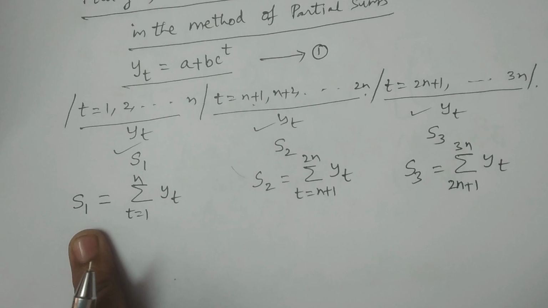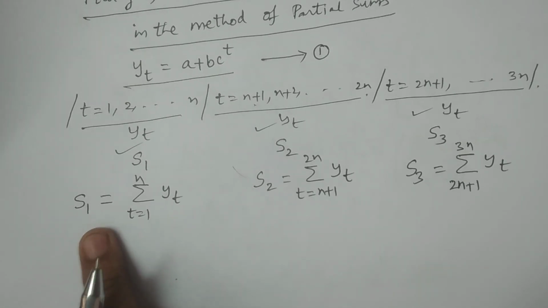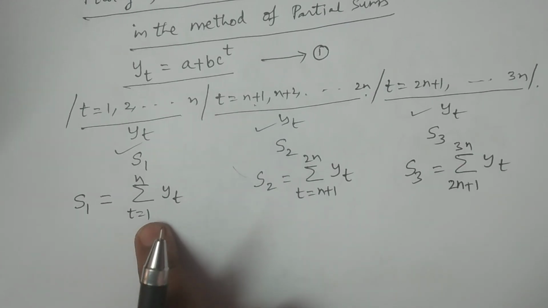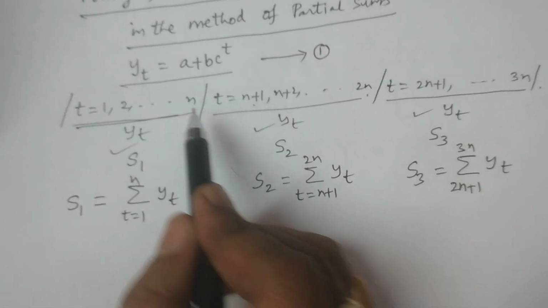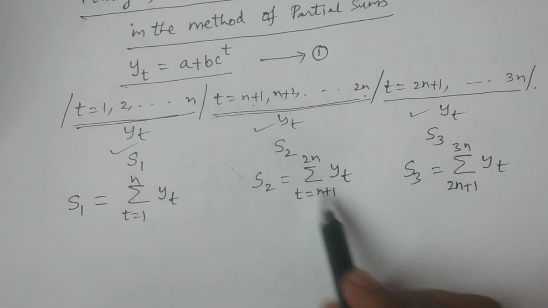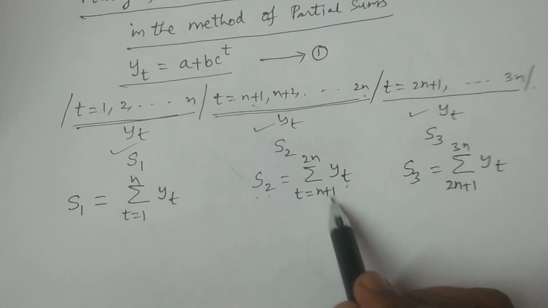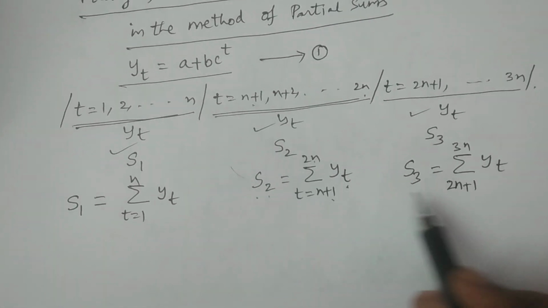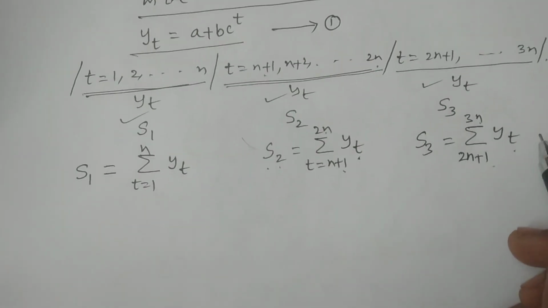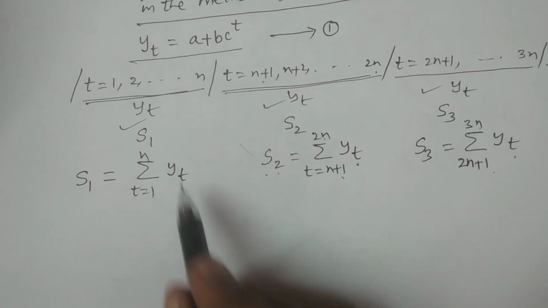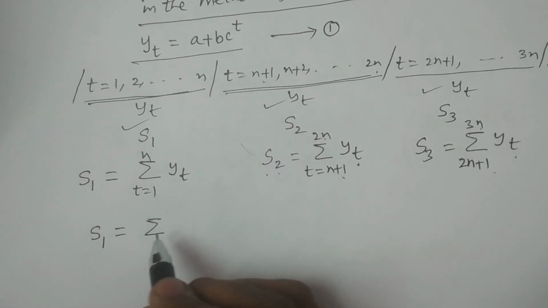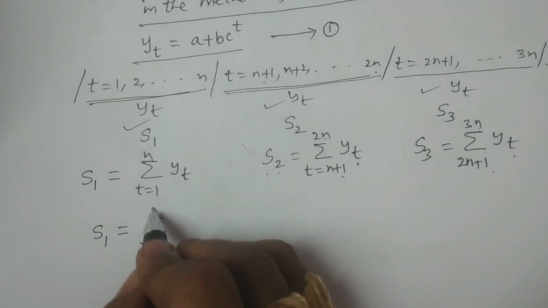S1, the partial sum, is the sum of yt over the time periods t equal to 1 to n. If you sum the values of yt over n plus 1 to 2n, it is S2, equal to the summation t equal to n plus 1 to 2n of yt. And S3 is equal to the summation from 2n plus 1 to 3n of yt. Hope you understand. Now we are calculating S1 for the modified exponential curve. S1 is equal to the summation t equal to 1 to n of yt.